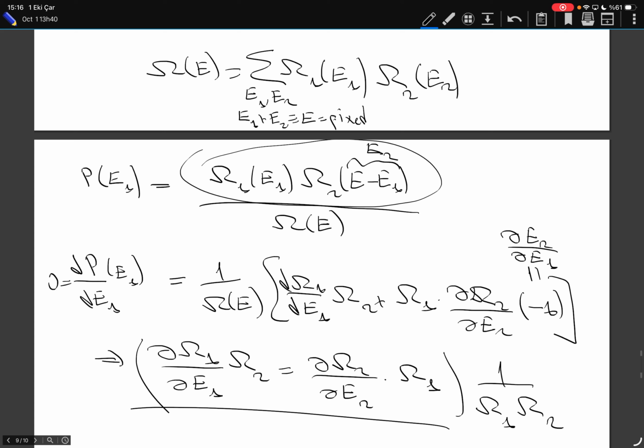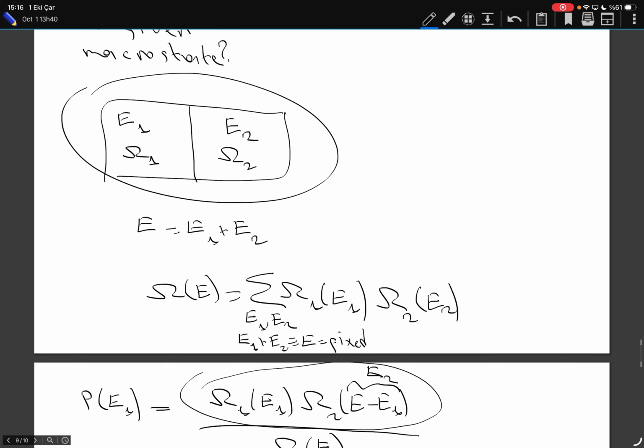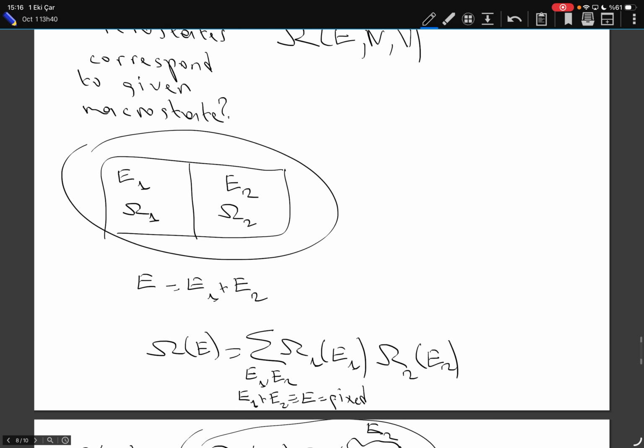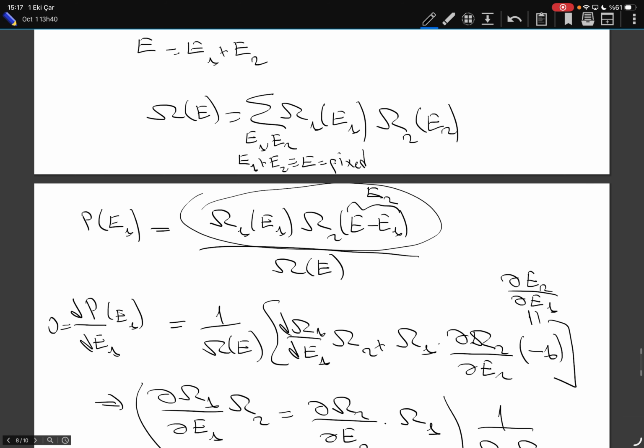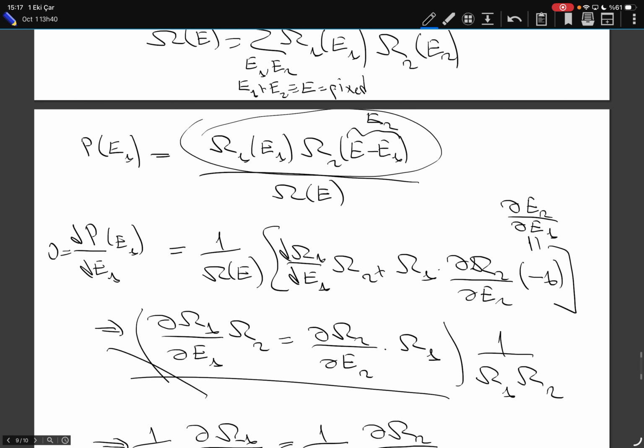Suppose I have a system that is not in equilibrium. E1 and E2 do not satisfy this relationship. I bring them in contact. They will start exchanging energy. Then the most probable value of the energy will be given by this condition. But that condition is nothing but the maximization of the probability.